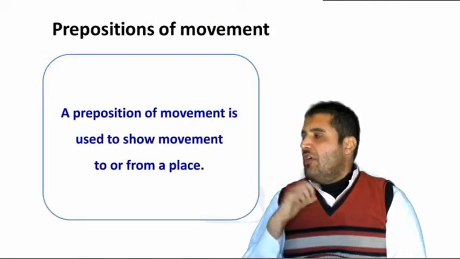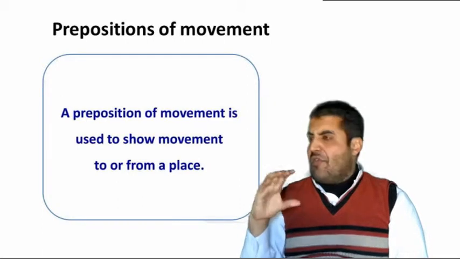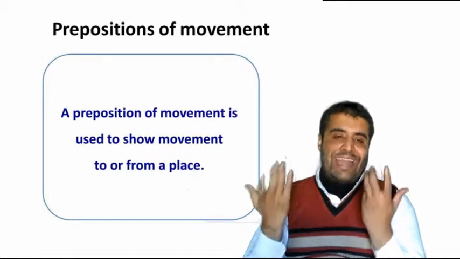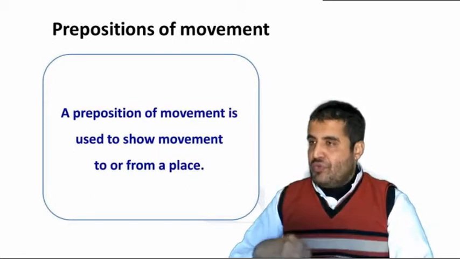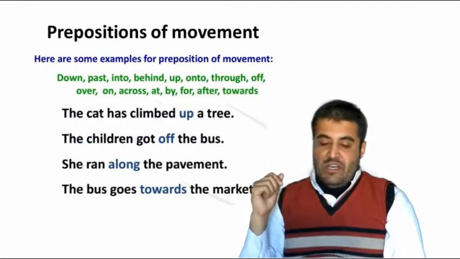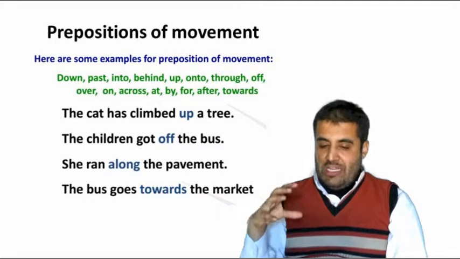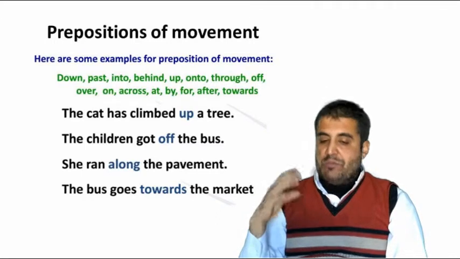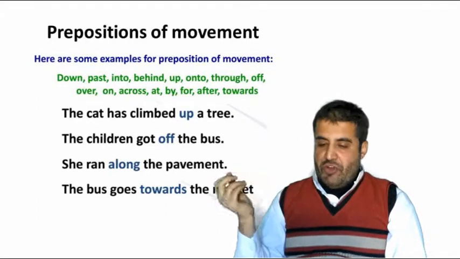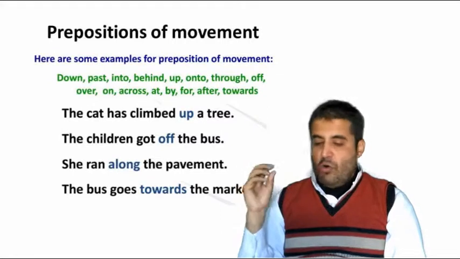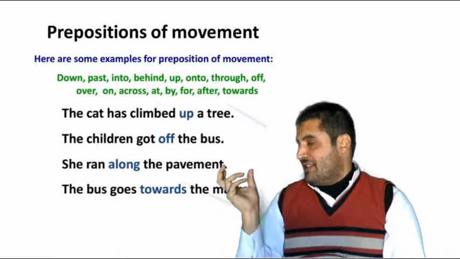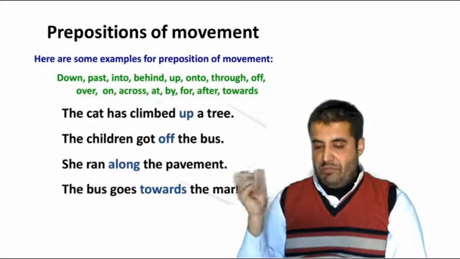Now, prepositions of movement are very simple. From the name, you can understand that these are called dynamic prepositions. They show movement in sentences. Here are some examples of the prepositions of movement: down, past, into, behind, up to, onto, through, off, over, on, across, at, by, for, after, towards. These are prepositions of movement.